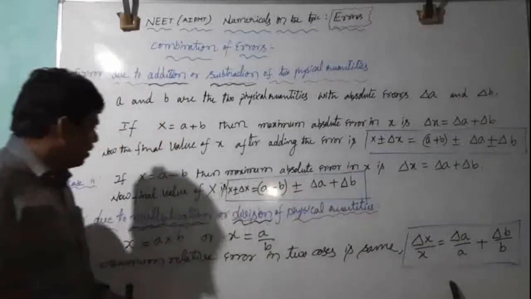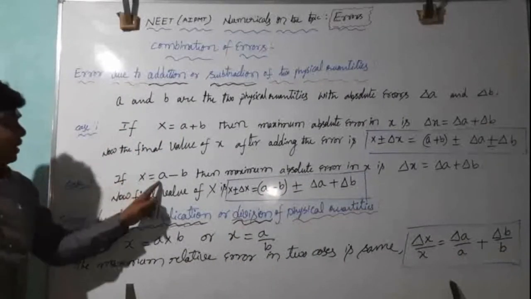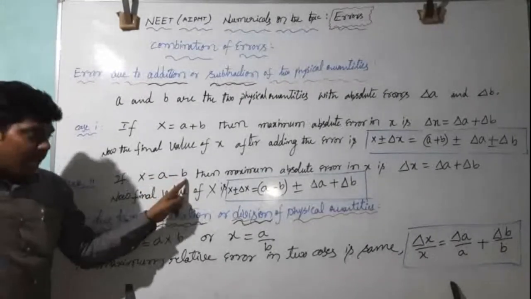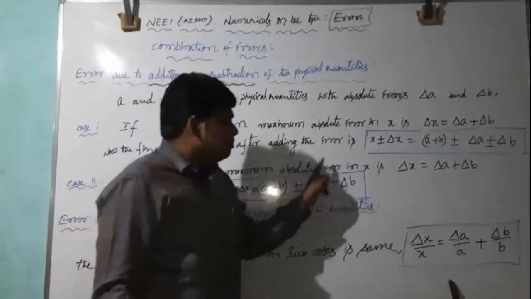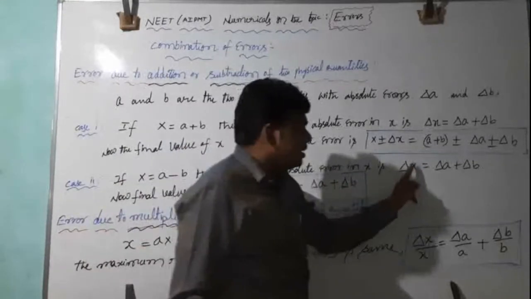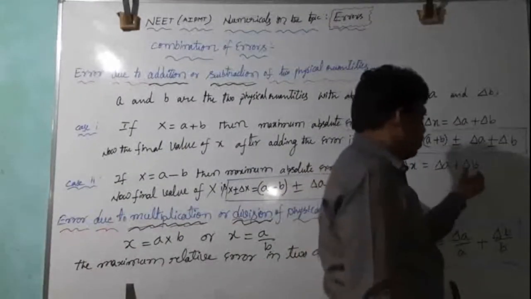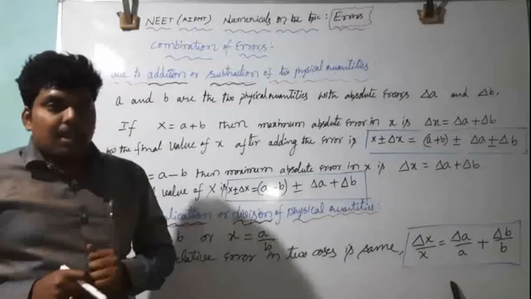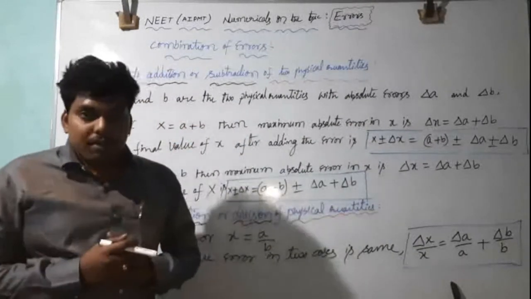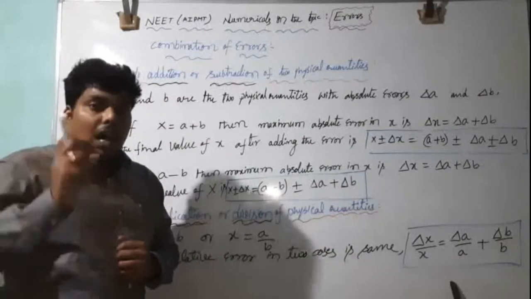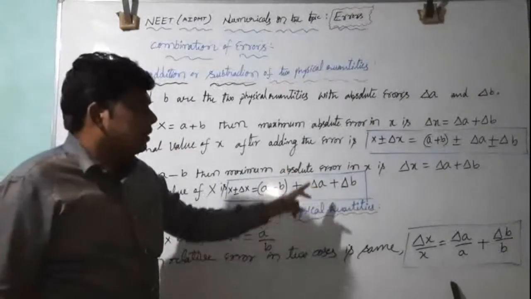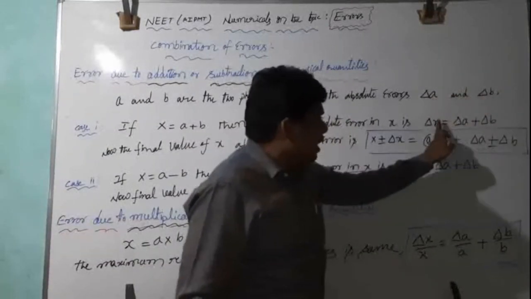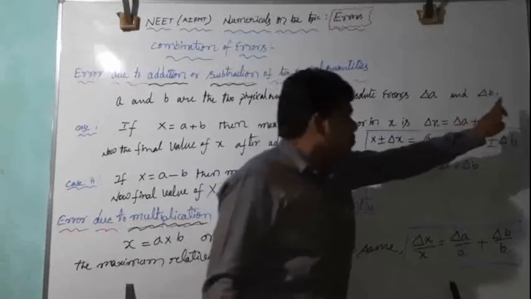Similarly, if two quantities are subtracted, x is equals to A minus B, again the maximum absolute error in x is given by delta x is equals to delta A plus delta B only. Whether you add the two physical quantities or subtract the two different physical quantities, you will always get the same formula, that is nothing but delta x is equals to delta A plus delta B.